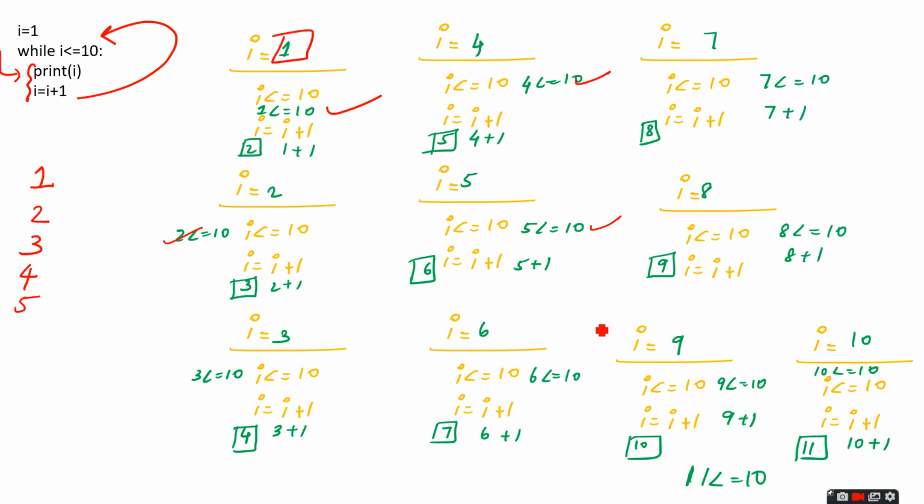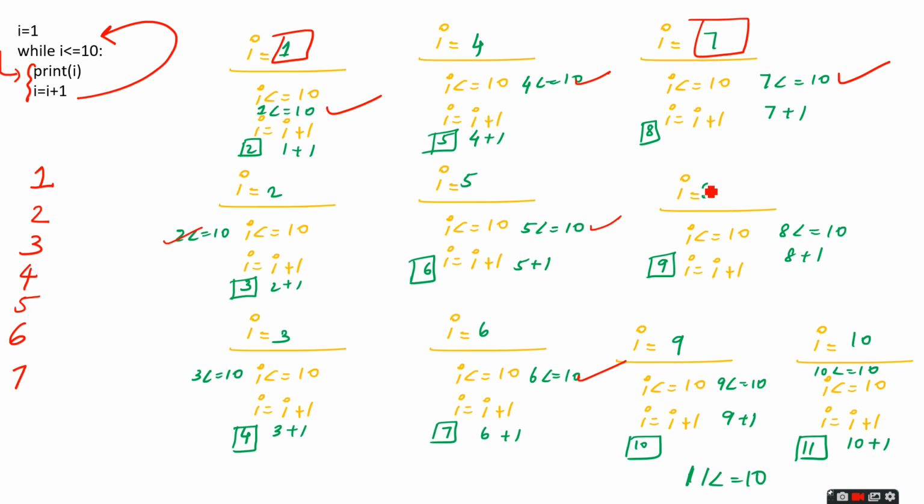So, value of I is 5, we will check the condition. 5 less than or equal to 10, condition true, will come inside the loop, we will print I, that is 5, and we will update the value of I equal to I plus 1, 5 plus 1, it is 6. Again, we will go back to the loop, we will check the condition 6 less than or equal to 10, condition true, then we will print I, that is 6.